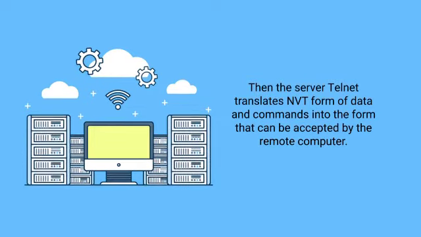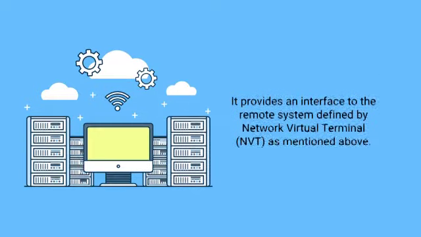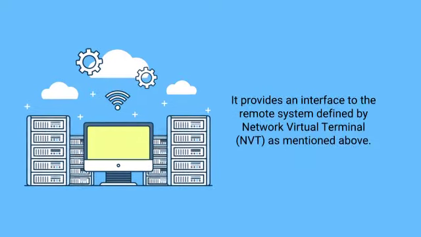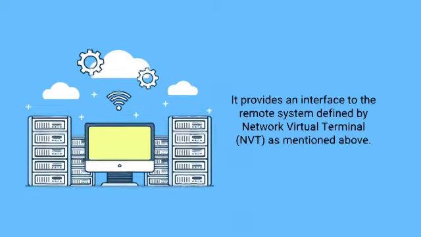There are 3 standard services provided by Telnet. Firstly, it provides an interface to the remote system defined by Network Virtual Terminal, that is NVT, as mentioned above. The client program is devised to use the standard interface, and it need not understand the internal details of all possible remote systems. Secondly, Telnet provides a mechanism which enables the client and the server to settle options and a set of standard options. Lastly, both ends of the connection are equally treated by Telnet.